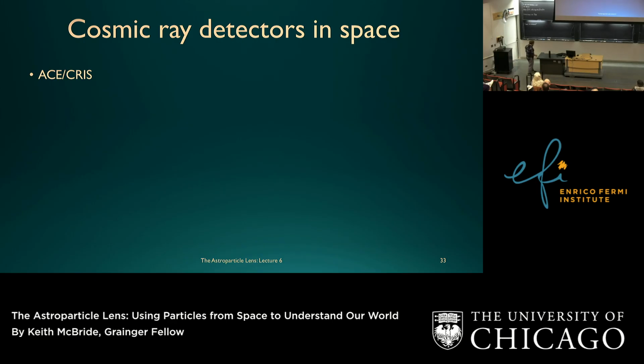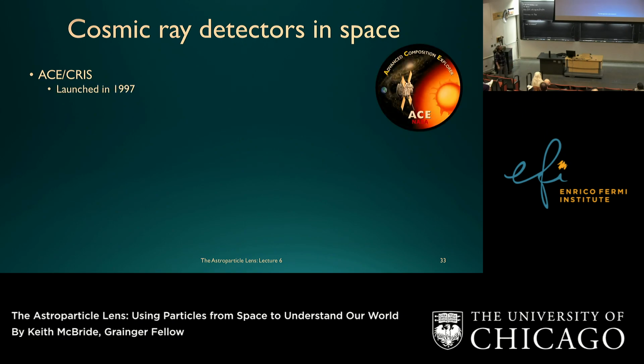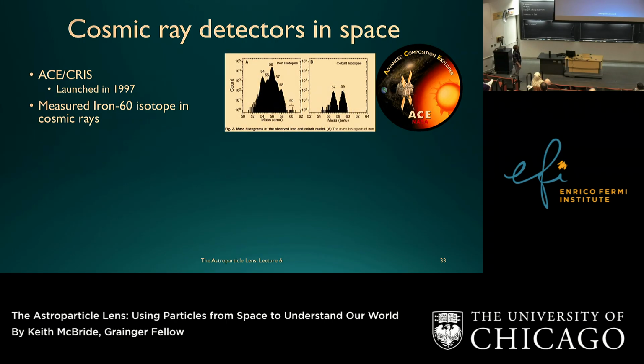But we already have some cosmic ray detectors in space. From 1997, we have the ACE Explorer, the Advanced Composition Explorer, or ACE, which had a few cosmic ray detectors on board. And I still think it's taking data today, but in 2016, about 10 years ago, it actually published its first result of a very curious thing, which is iron-60.